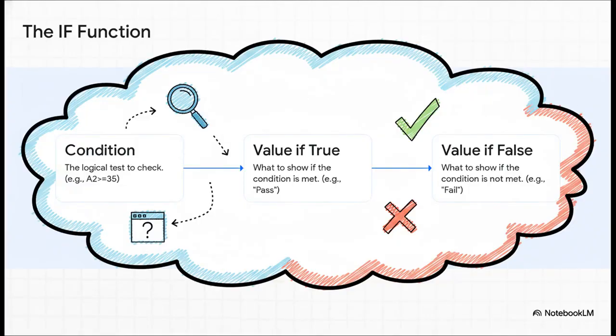Now, one of the most powerful functions you'll ever learn is the IF function. It basically lets you teach Excel how to make a decision. And it works in 3 really simple steps. First, you give it a logical test, a question to check, like is the number in A2 greater than 35? Second, you tell it what to do if the answer is yes. And third, you tell it what to do if the answer is no. It's literally like teaching your spreadsheet how to think for you.